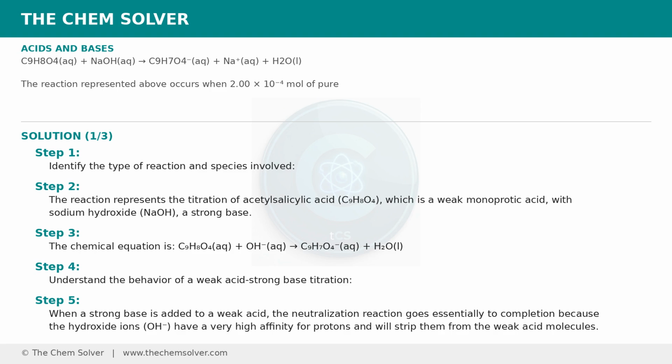Understand the behavior of a weak acid-strong base titration. When a strong base is added to a weak acid, the neutralization reaction goes essentially to completion because the hydroxide ions, OH⁻, have a very high affinity for protons and will strip them from the weak acid molecules.